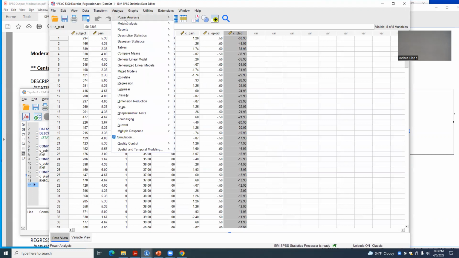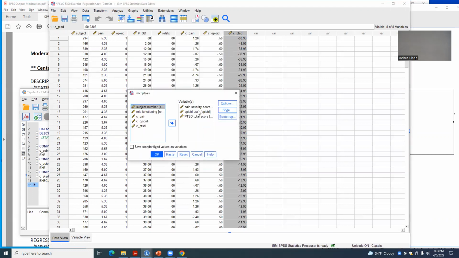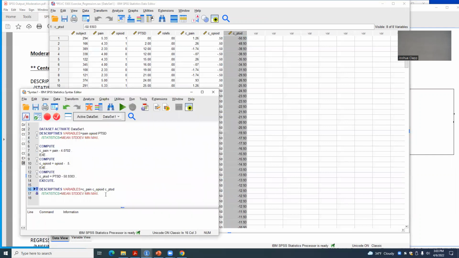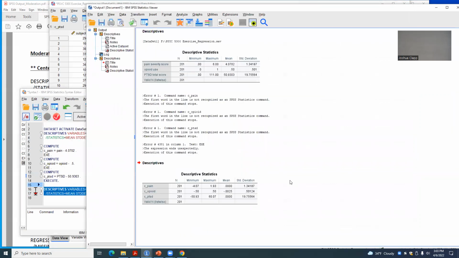So now I'm going to go to analyze, descriptives, and get rid of all of these. And I'm going to look at my centered variables and their descriptives here. And if I do that, I see that my mean values should be very, very close to 0. Okay. Pain and PTSD are not exactly equal to 0, they're giving me 0 to 4 decimals. Opiate use is not exactly either. That's just a function of rounding error and things like that.